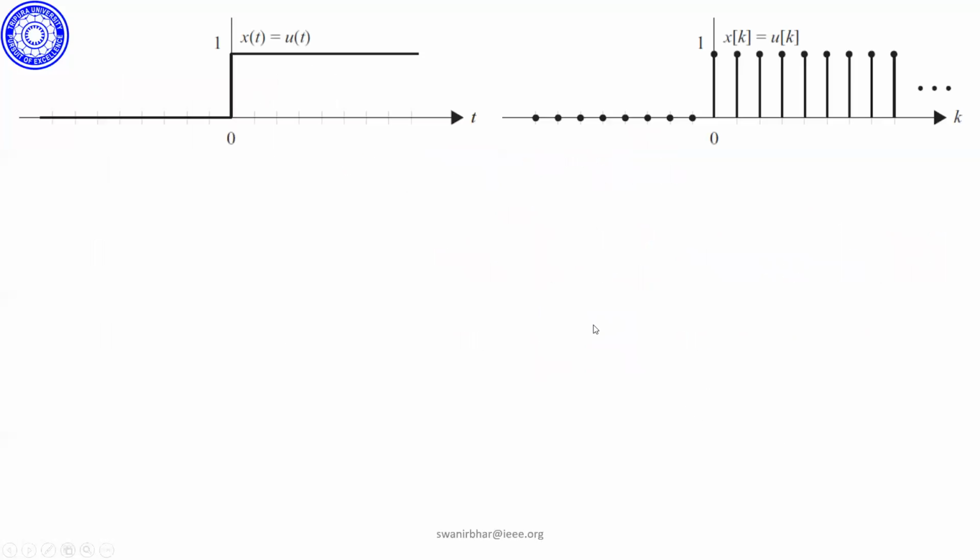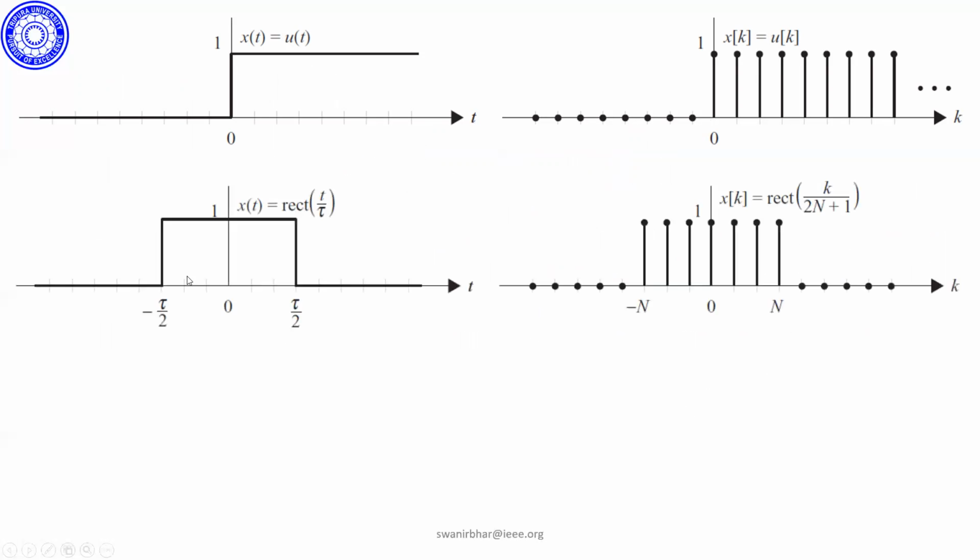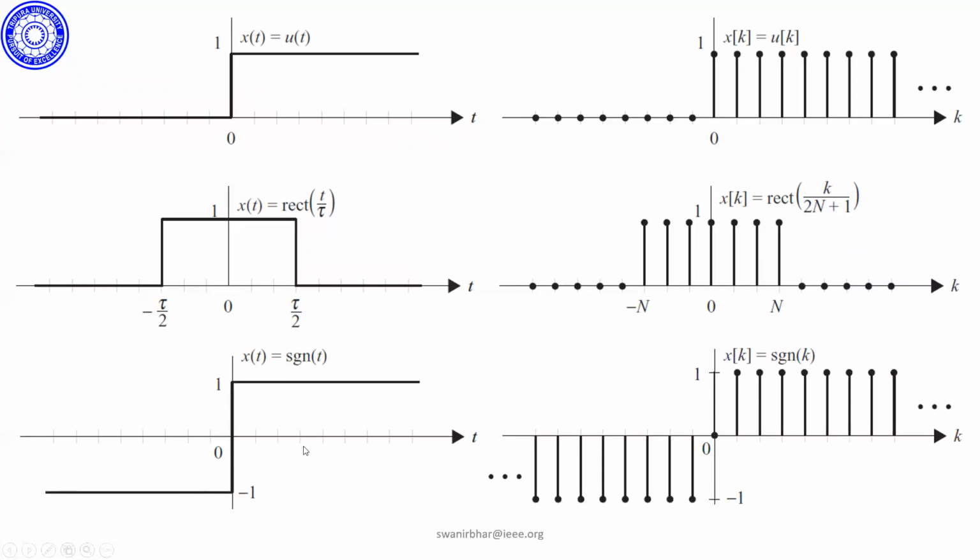So this is the unit step. Before 0 it is 0, and after 0 it is 1. Then the pulse from minus tau by 2 to plus tau by 2, or minus n to plus n, it's 1, and in other places it is 0. And this is the signum, where in the negative side it's negative, in the positive side it's positive, and in between it is 0 at the 0 point.